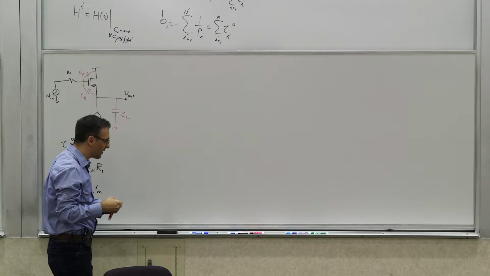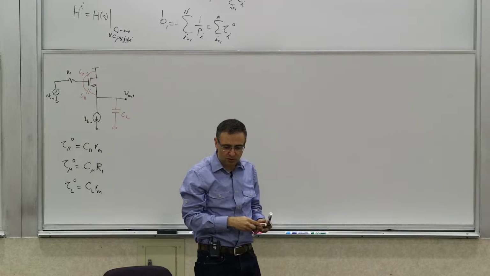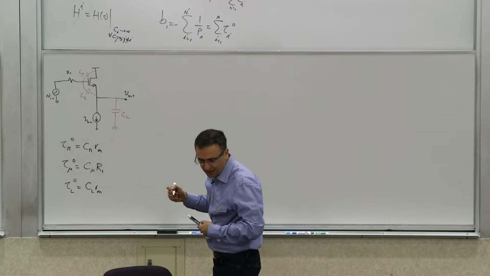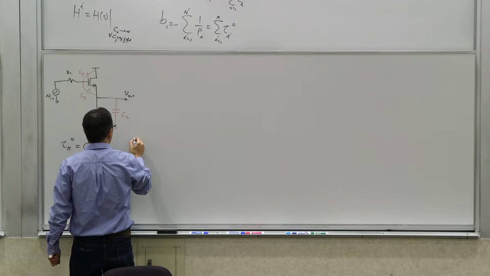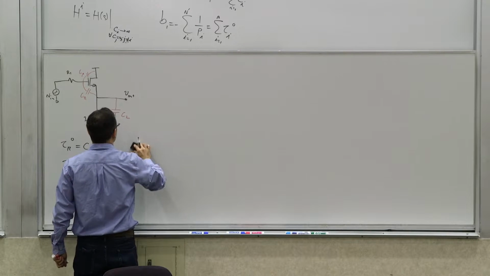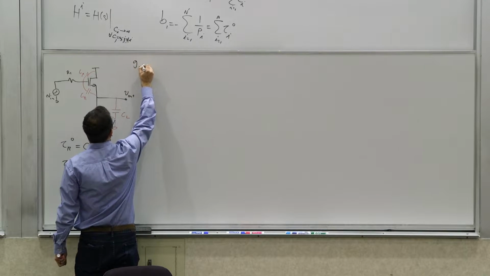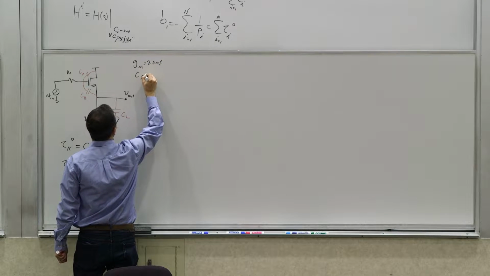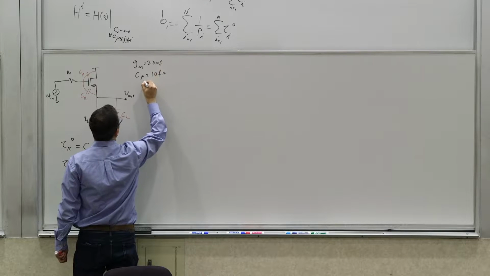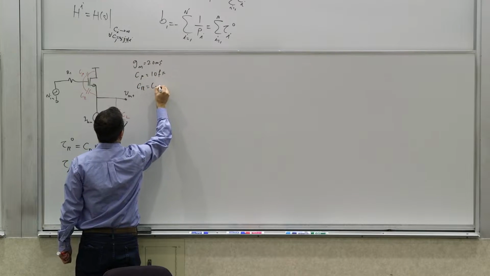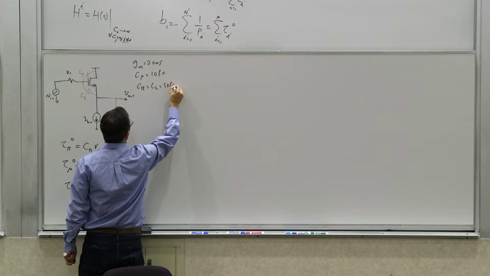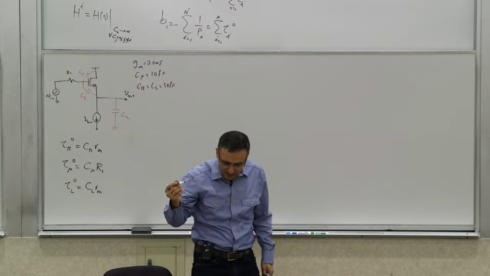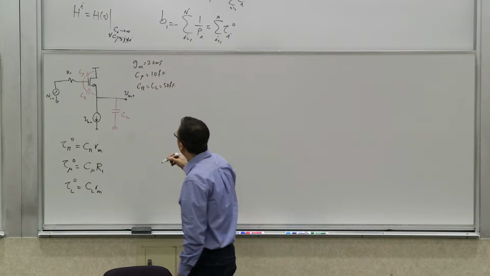So let's put some numerical values on them just to get a sense. In this case, let's assume that we have a gm of 20 millisiemens. Let's say C mu is 10 femtofarads. C pi and CL are 50 femtofarads. Let's say those are the cases, and R1 is, let's say, 100 ohms.